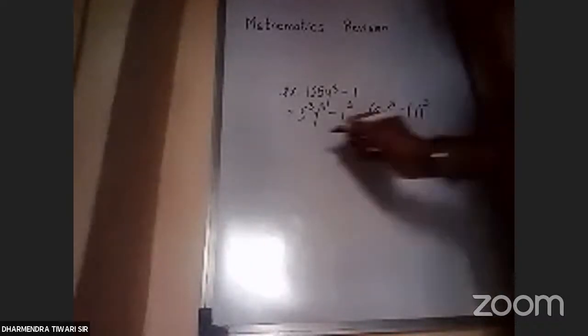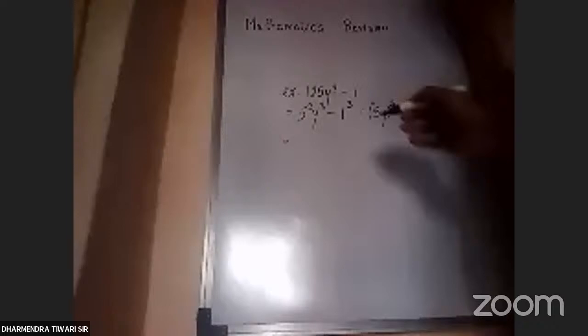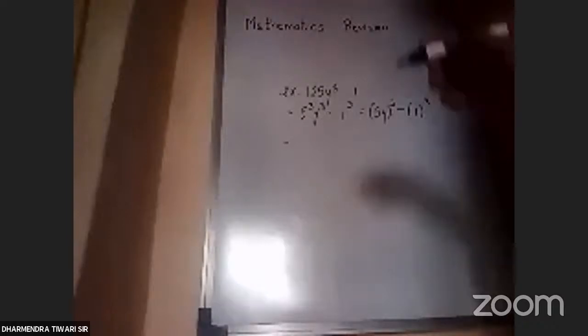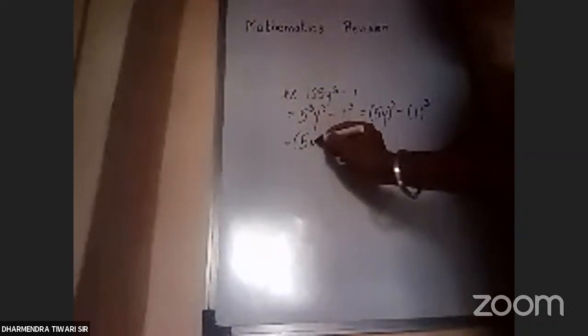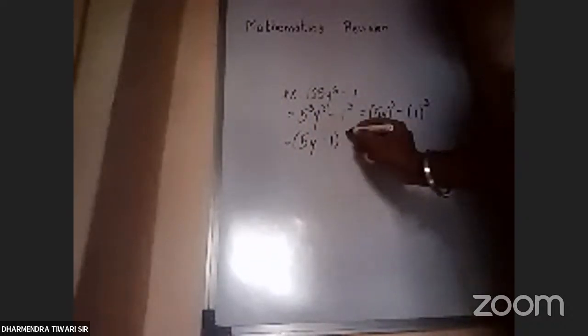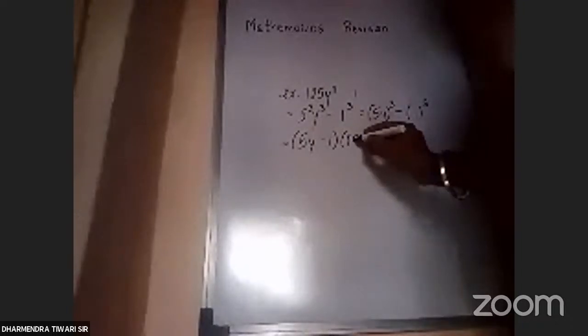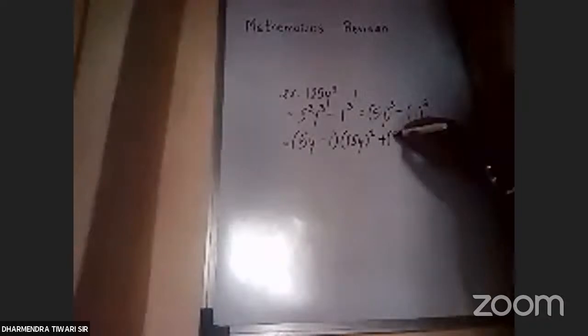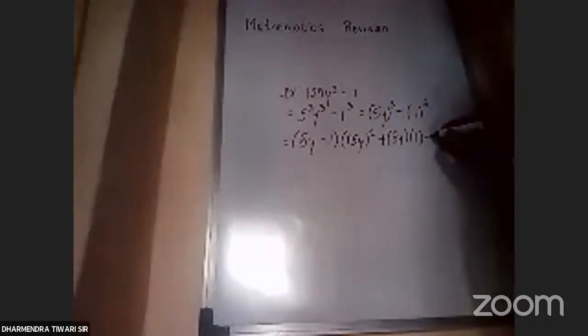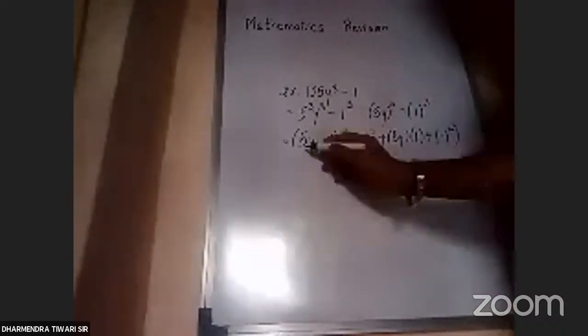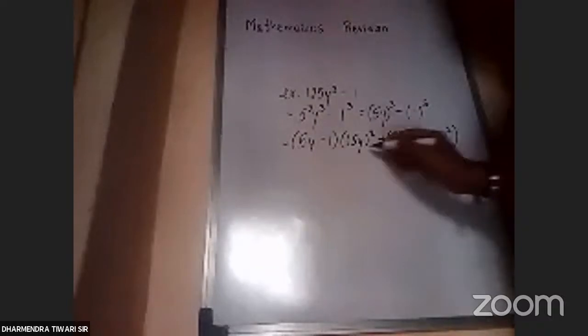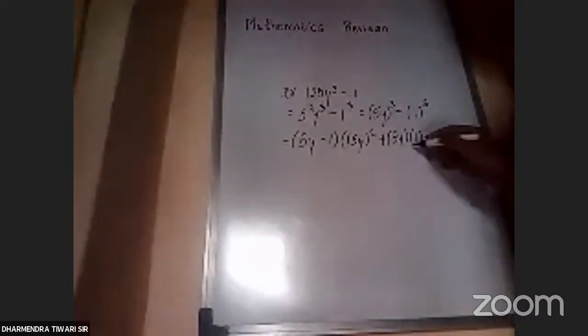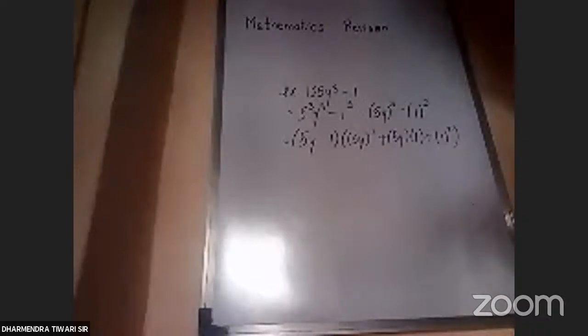So 5y the whole cube minus 1 cube can be written as (5y minus 1) into (5y square plus 5y into 1 plus 1 square). This is the formula: a minus b in bracket a square plus ab plus b square. Hope you have understood this.